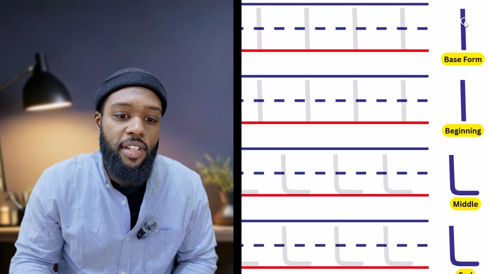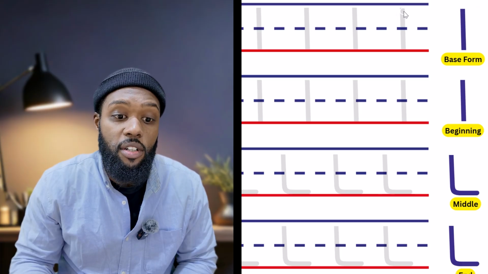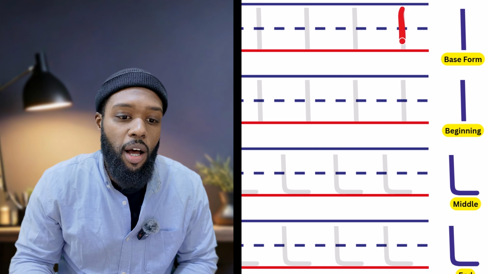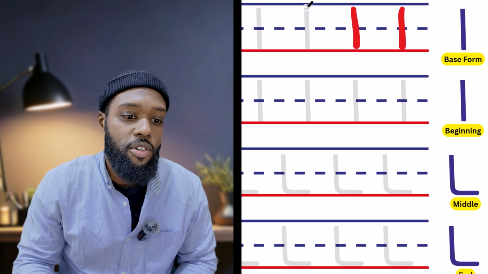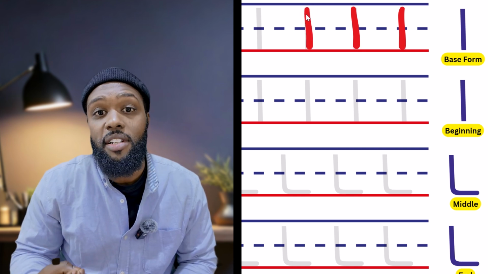So here we see Alif in its base form, which we just took a look at. And again, it's written from top to bottom, just like this, a straight line. And again, from top to bottom. Let's draw one more from top to bottom. This is the Alif in its base form.